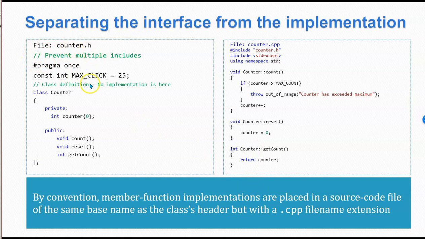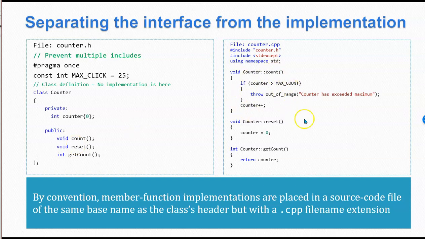So here's an example. We've got this Counter class. In counter.h, we use pragma once to stop a file from being included more than once. Define a constant. And here we define our class. We've got an integer private member, and we have public methods count, reset, and getCount. And then in the implementation, we actually implement these methods. Now notice here we've got Counter and the scope operator. What this basically says is we're implementing Counter that's defined here in the header file.